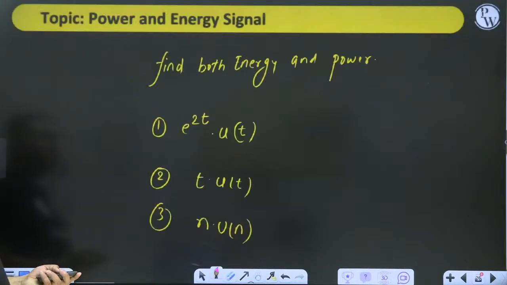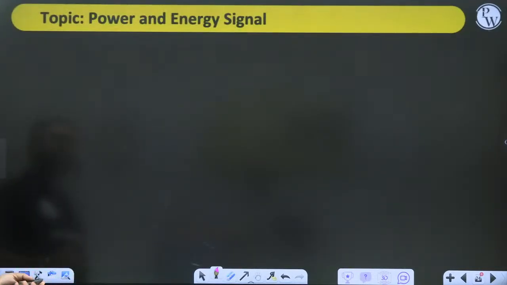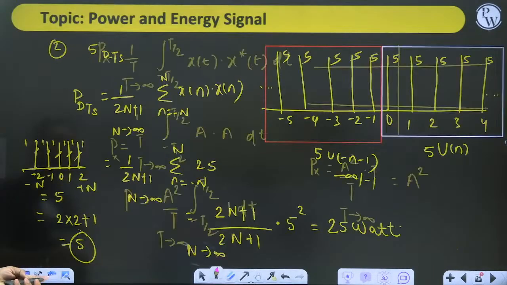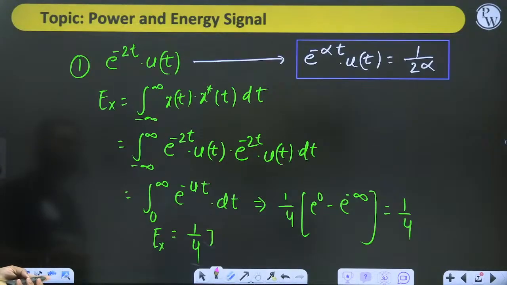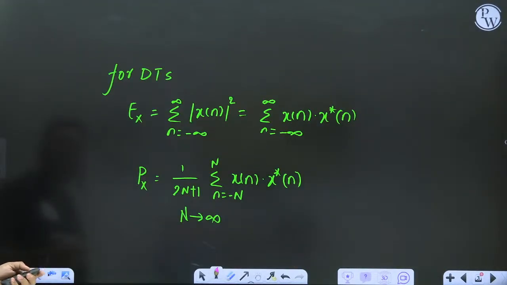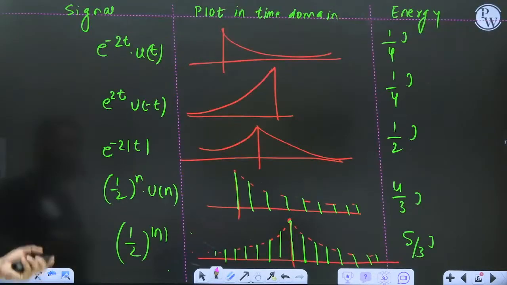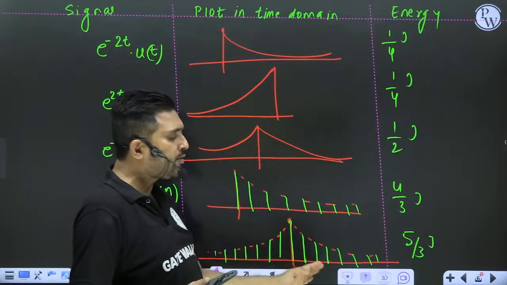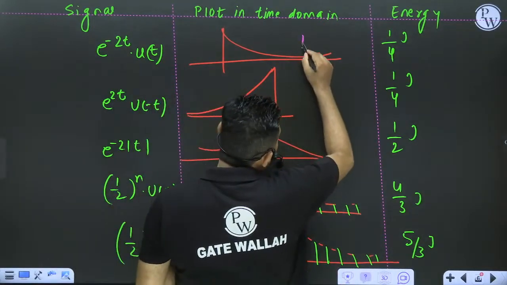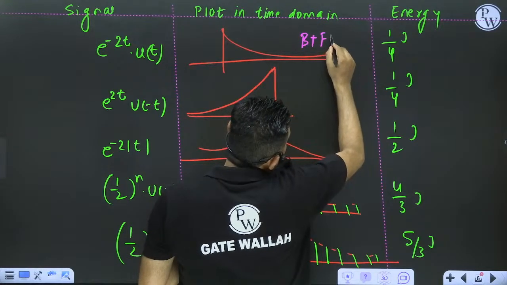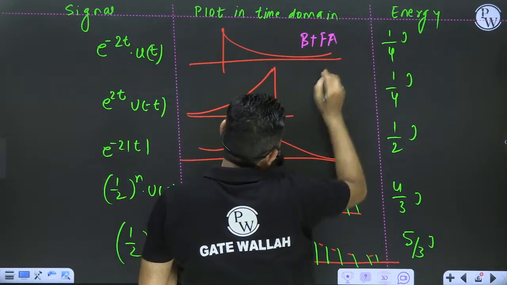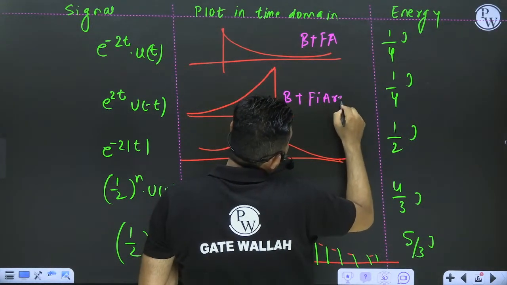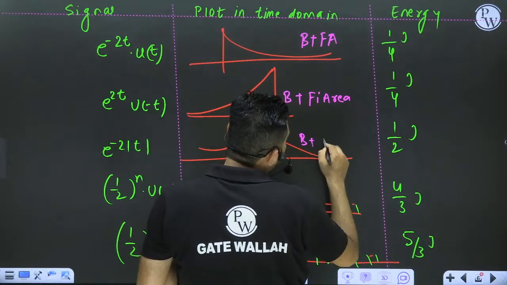But let's take the energy one. Let's talk about the energy function. Don't you think that their value will definitely be finite? Their area under the curve is also finite. They are all bounded plus finite area.